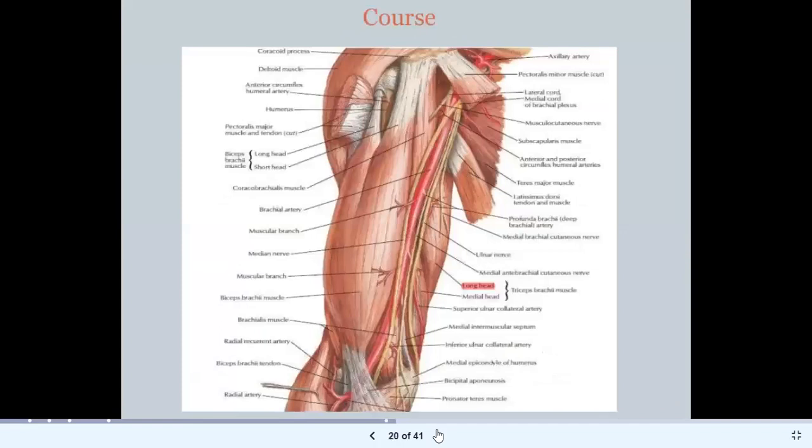So this is simply showing you the course of the brachial artery, how it runs alongside the nerves, the median. This is the median nerve running down along with the artery. And then there is also what we call the medial antebrachial cutaneous nerve running also with the brachial artery. And then we have the ulnar nerve also running alongside the brachial artery above, proximal to the cubital fossa.